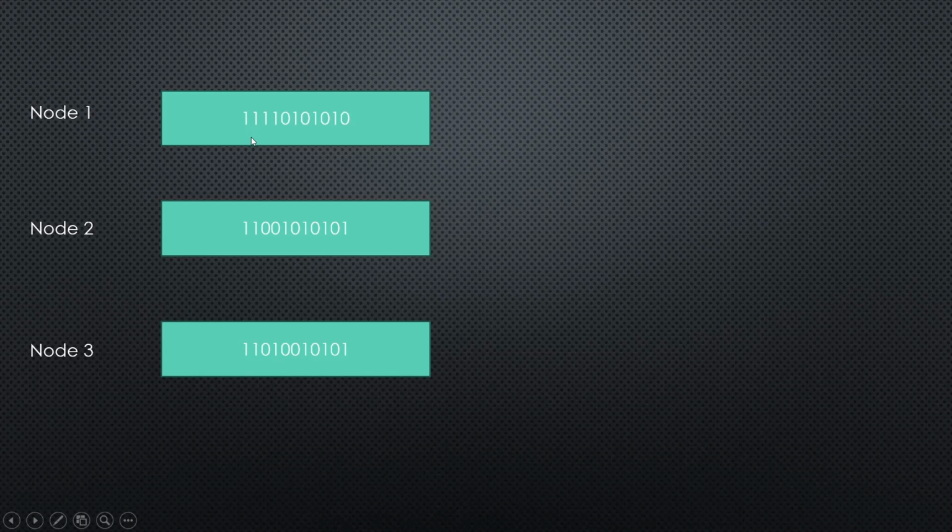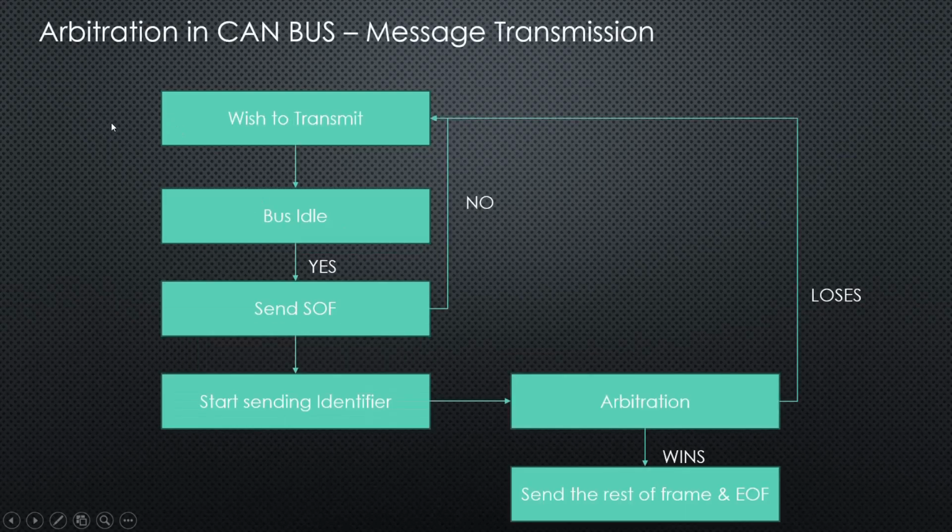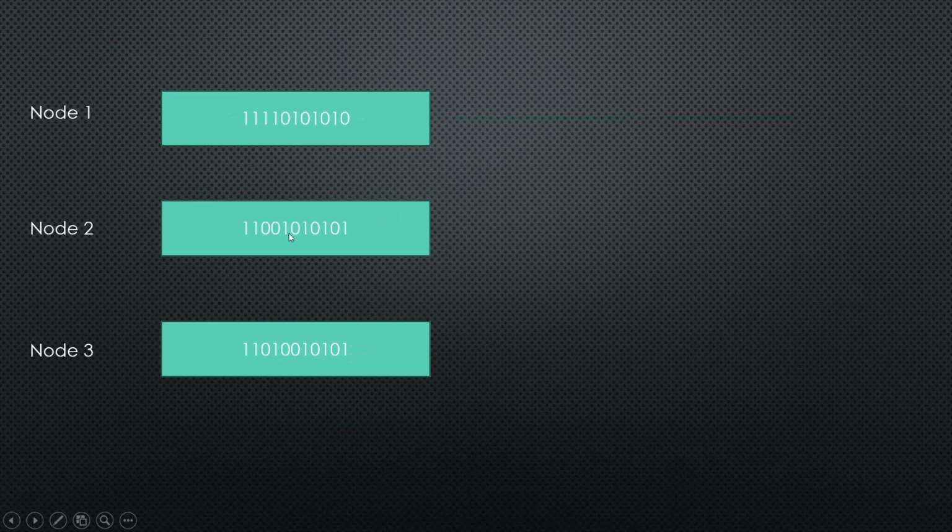Then we go to the second bit, and nodes 1, 2, and 3 are again sending recessive bits, so nothing changes. When it comes to the third bit, node 1 is sending a recessive bit, whereas nodes 2 and 3 are sending the dominant bit. This means node 1 has lost out in arbitration. It goes back to its original state and waits for the bus to become idle again. Then amongst node 2 and node 3, at the fourth bit, node 2 is sending a 0, whereas node 3 is trying to send a 1.